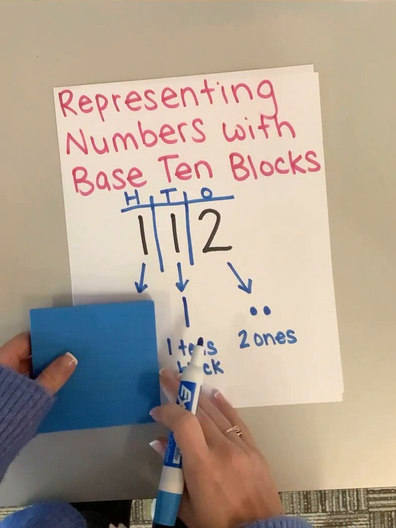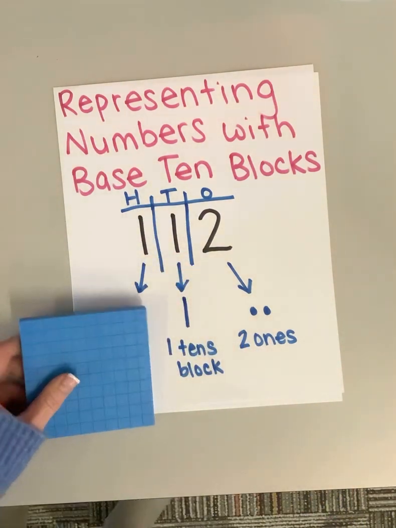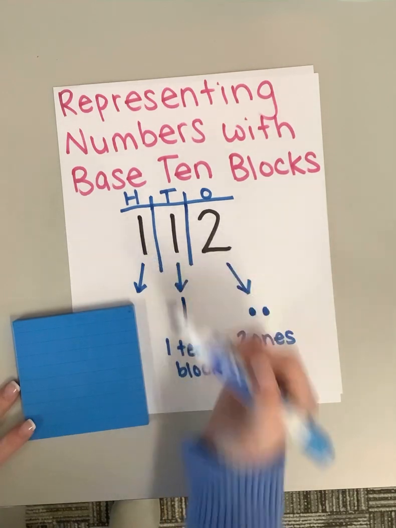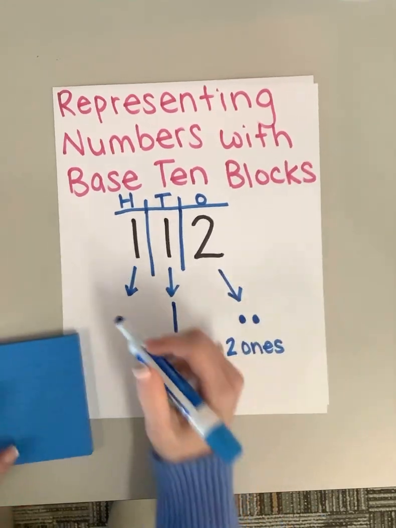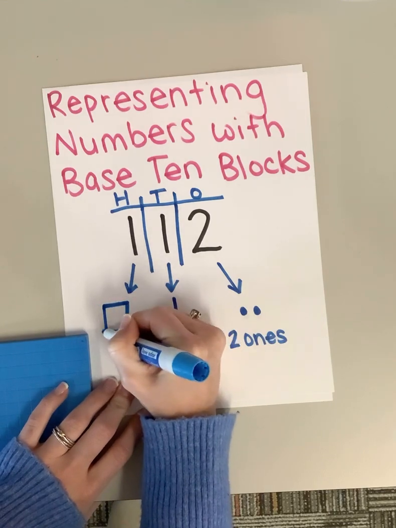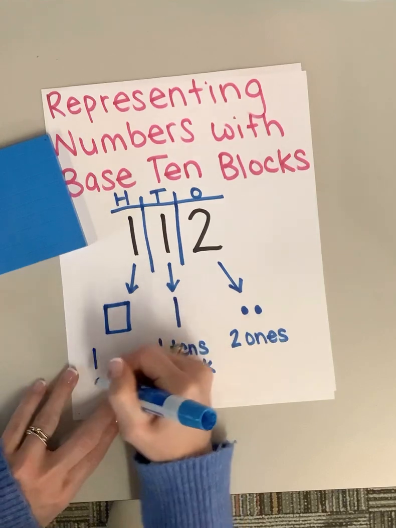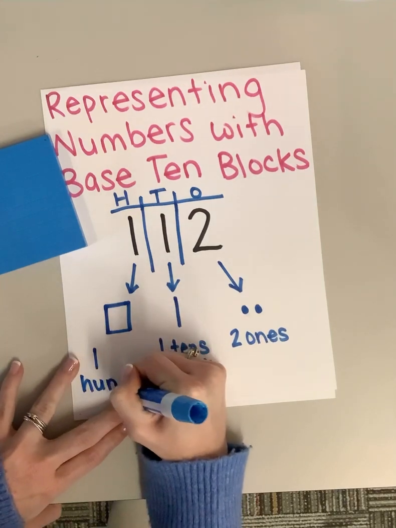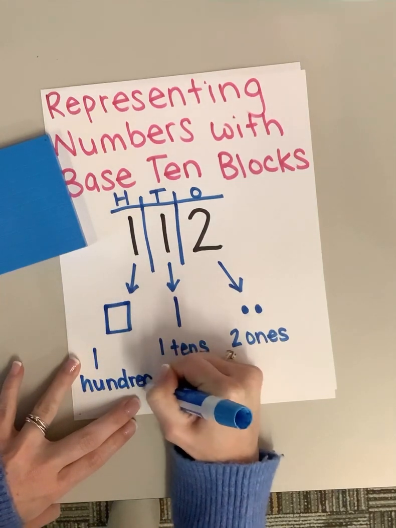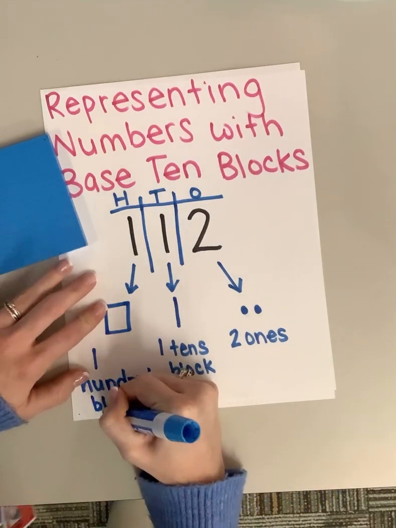But yeah, because it's the hundreds block, that makes sense. So when I need 1 hundreds block, I'm going to draw it like this, a square, because it's a square. 1 hundreds block.